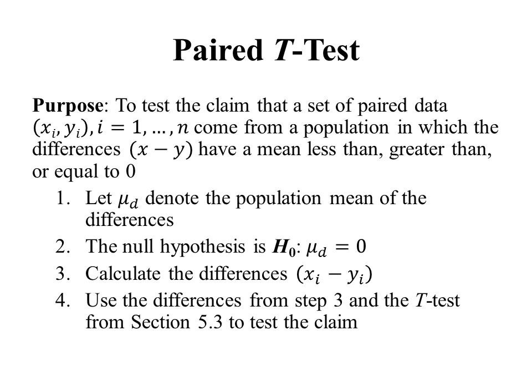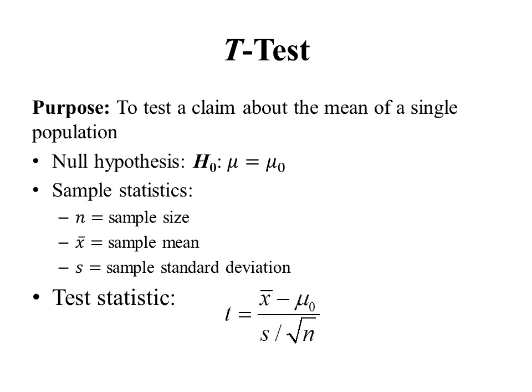Okay? So the first step is to let mu sub d, that's our parameter, denote the population mean of the differences. We've already defined that. The null hypothesis is the statement that mu sub d equals 0. That's exactly what we have here. The third step is to calculate these differences, which we've already done. And then the fourth step is to use these differences from step 3 and a t-test from section 5.3 to test the claim. And so let's briefly review the t-test.